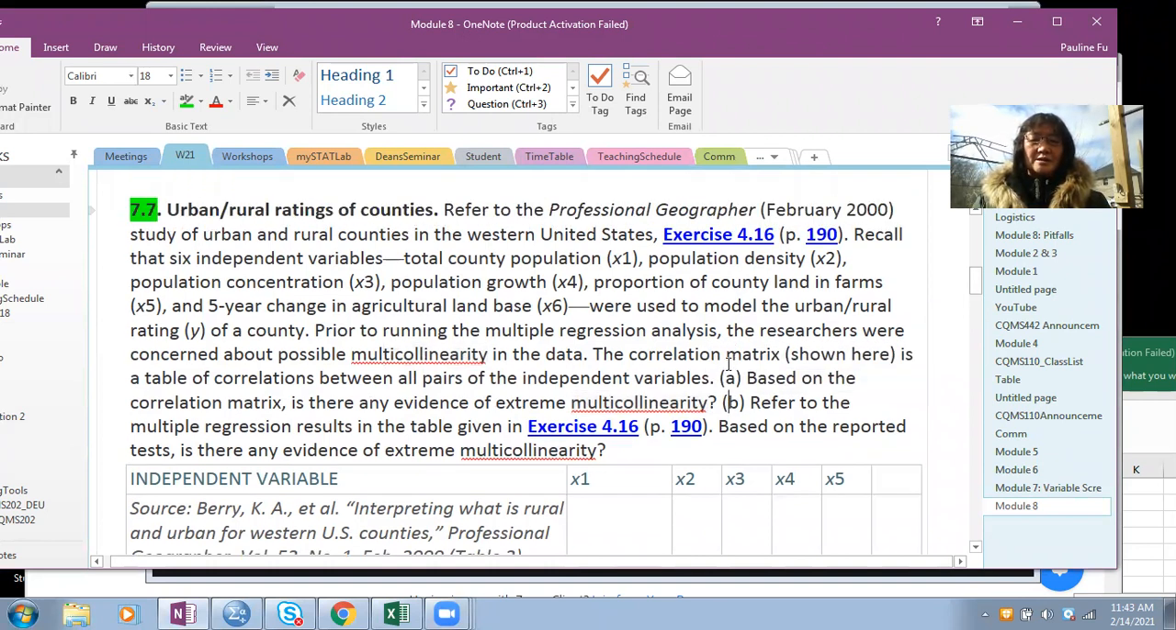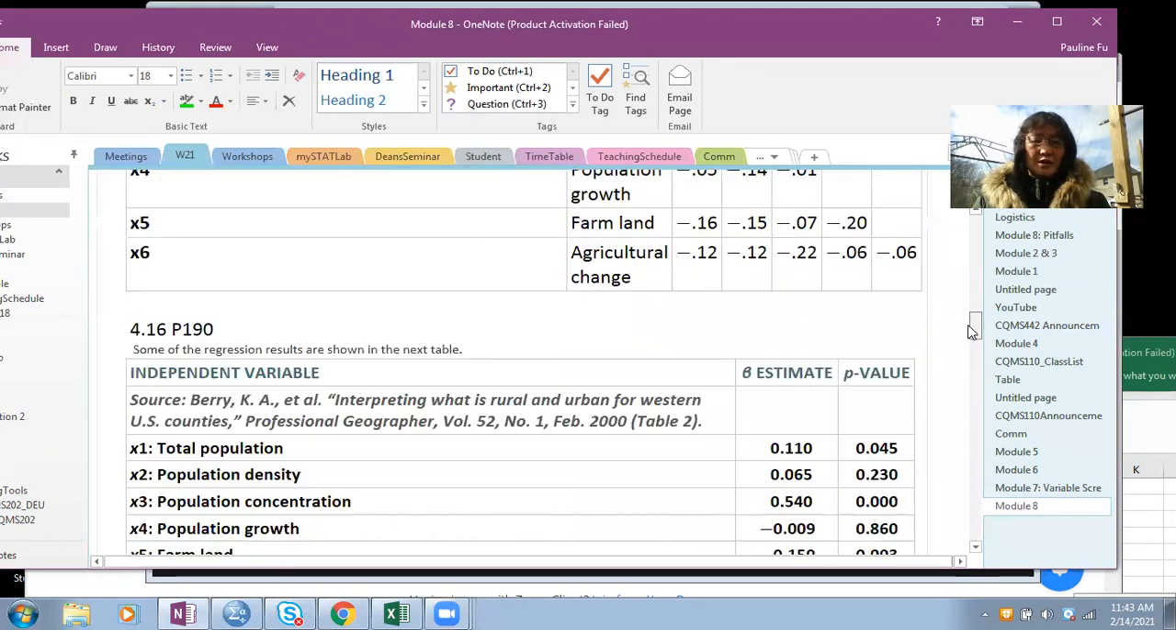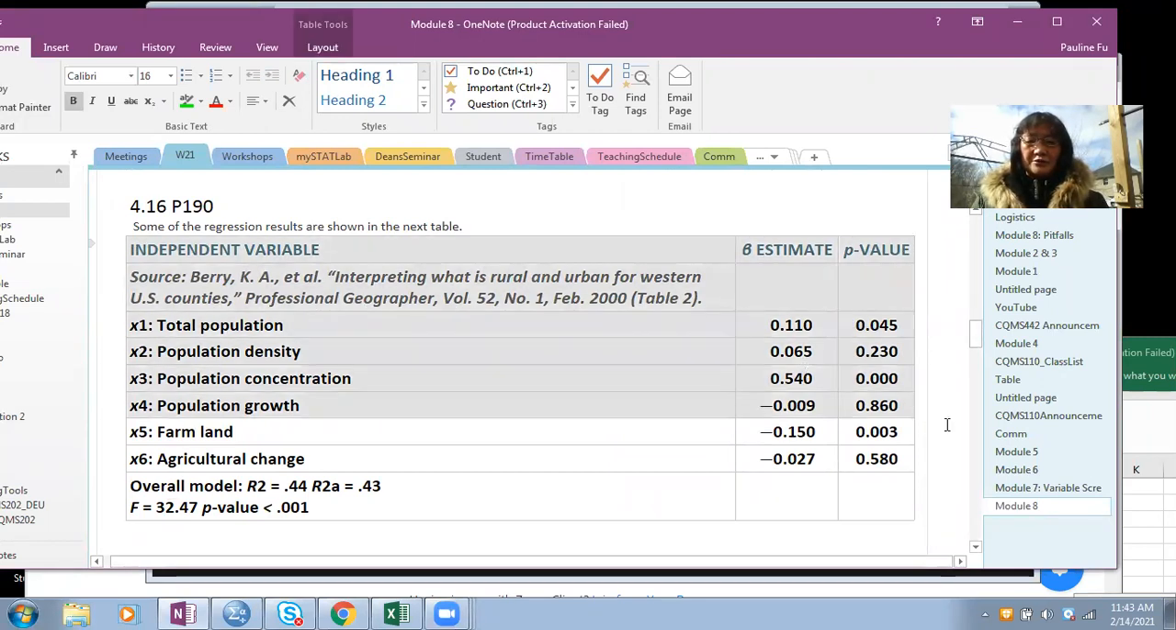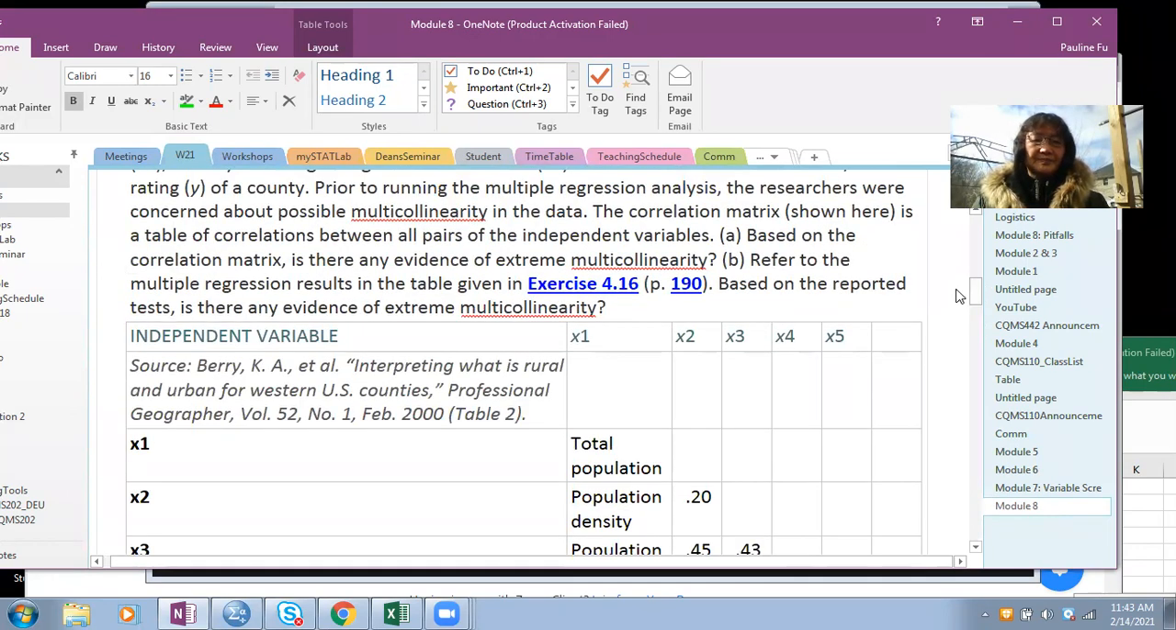And question B, refer to the multiple regression results in the table. These are the results for the multiple regression. Based on these results, is there any evidence of extreme multicollinearity? That is the question. So let's answer the first question first.